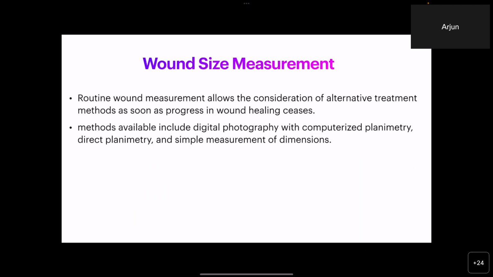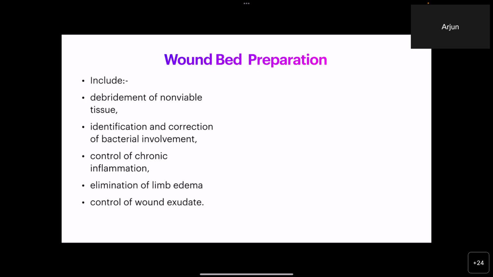Coming to wound size management, routine wound measurements allow the consideration of alternative treatment methods as soon as progression in wound healing ceases. Various methods available include digital photography with computerized planimetry, direct planimetry, and simple measurements of dimensions. Coming to wound bed preparation, basically this includes debridement of non-viable tissues, identification and correction of bacterial involvement, control of chronic inflammation, elimination of limb edema, and control of wound exudate.